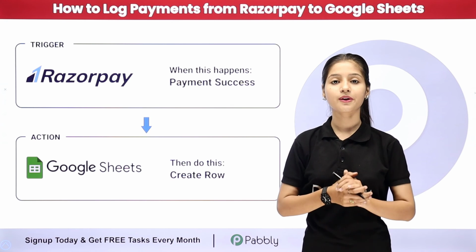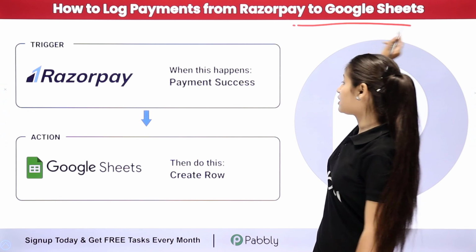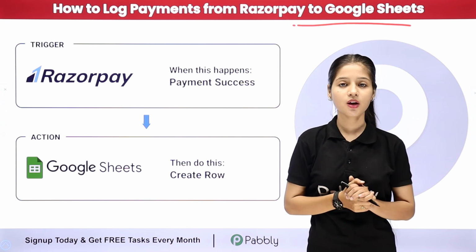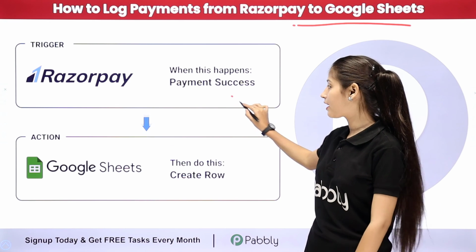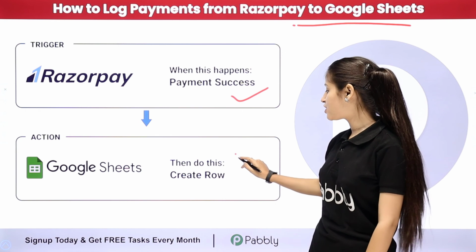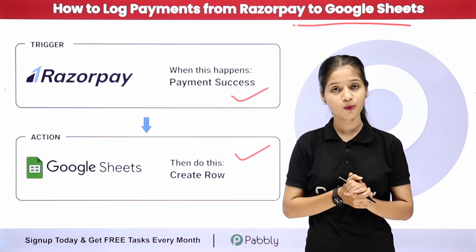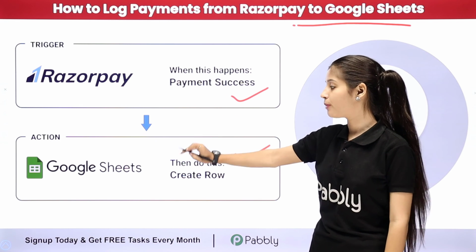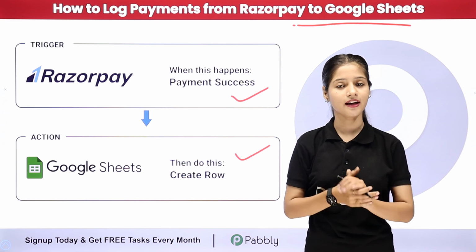In this video, we are going to understand how to log payments from Razorpay to Google Sheet. So here my objective is whenever any successful payment is made into my Razorpay account, then automatically all the leads will be added into my Google Sheet as a new row. To automate this entire process, I am going to connect my Razorpay to my Google Sheet. It is only possible with the help of Pabbly Connect.